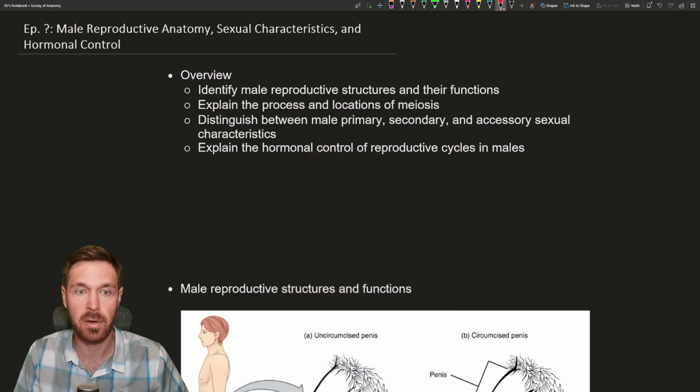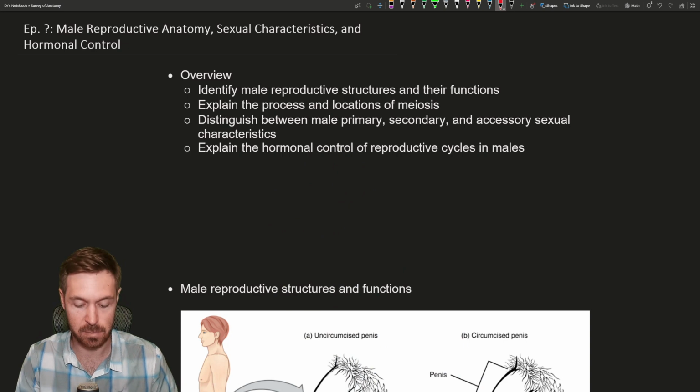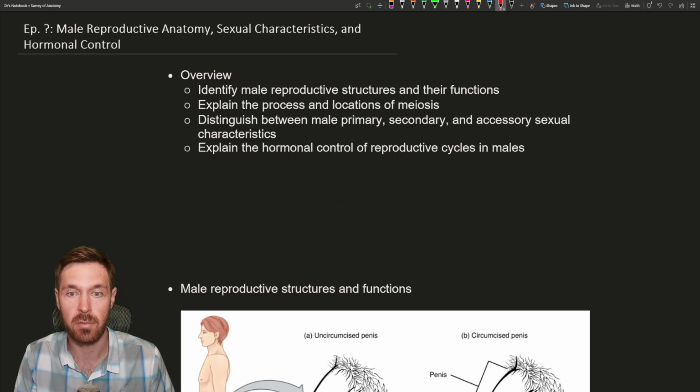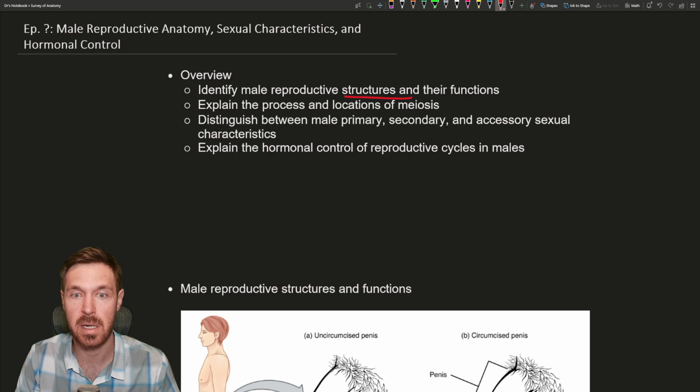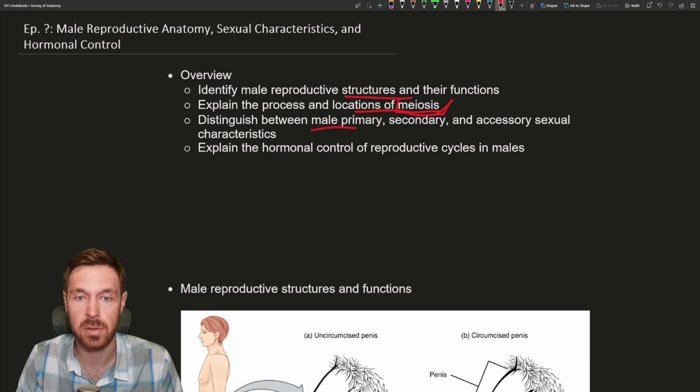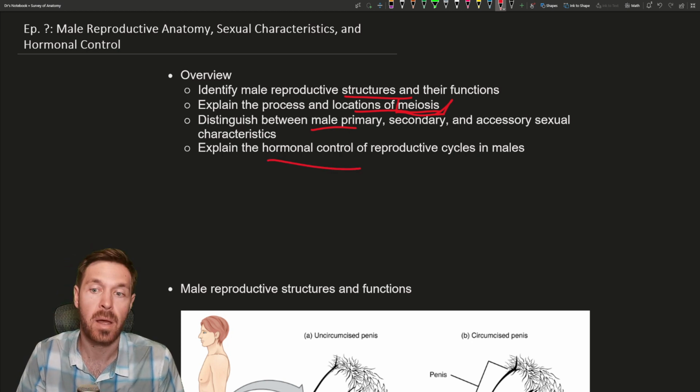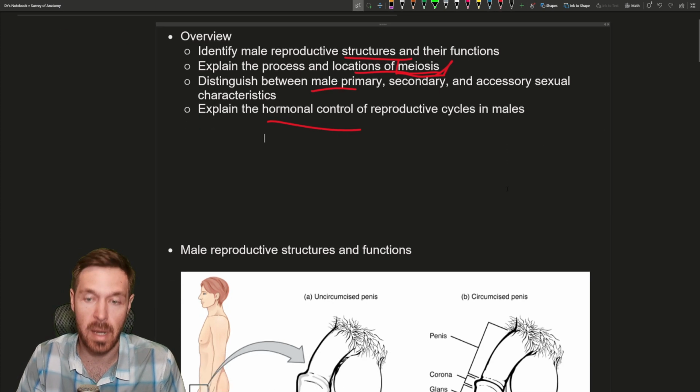Alrighty. So in the first video here, again, we're going into the male reproductive system. So we're going to identify male reproductive structures and their functions. We're going to explain the process and locations of meiosis. So here, we've talked about mitosis before in an earlier chapter. Now we're going to do a refresher here of mitosis in relation to meiosis. So it's similar but different. Then we're going to distinguish between primary, secondary, and accessory sexual characteristics and the importance of testosterone. And speaking of testosterone, the hormonal control of reproductive cycles in males.